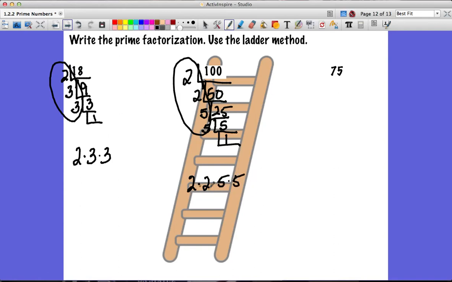And a way to check is to actually do the multiplication. 2 times 2 is 4. 4 times 5 is 20. 20 times 5 is 100. So as long as you get back to this number, you did it correctly.